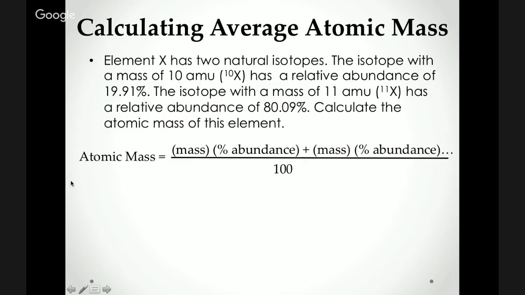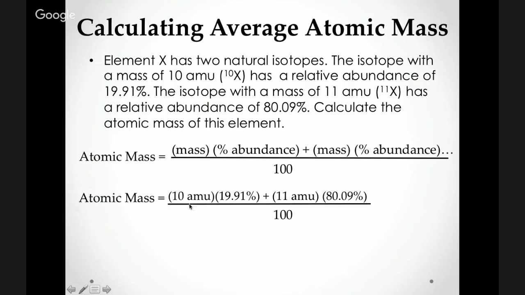Now if we plug in our information, we can see there's the 10 AMU times 19.91 plus 11 AMU times 80.09. And when we do our math, we end up with a final answer of 10.8009 AMU. You could also just use the unit of U. Now there is more than one way to set this up, but this is the easiest way because you just take the percent numbers and plug them right in.